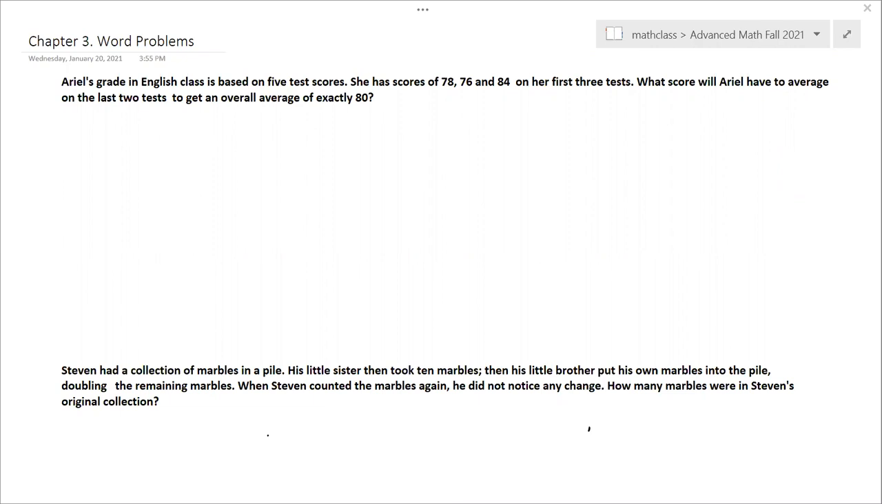All right. So the first problem says, Arian's grade in English class is based on 5 tests. So she has scored 78, 76, 70, 84 on her first 3 tests. Now, what score will she have to average on the last 2 tests to get an overall average of exactly 80? So we need to know how to find the average value, right?